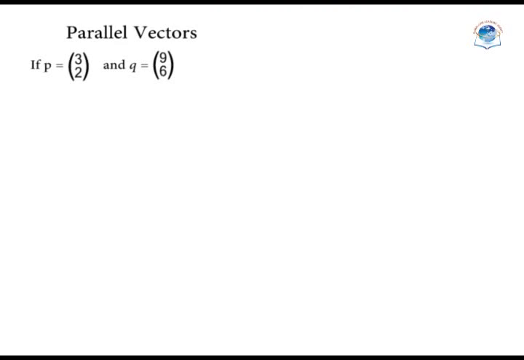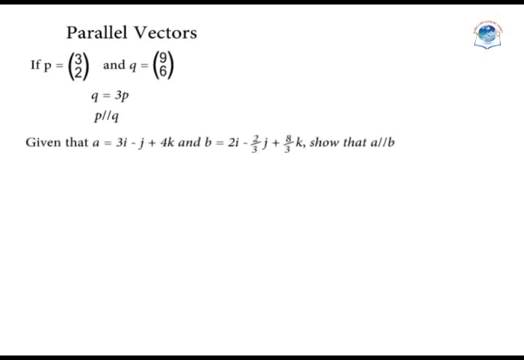For example, if P is equal to (3, 2) and Q is equal to (9, 6), looking at the two, if you multiply P times 3, then it will give us Q, and therefore we say Q is equal to 3P, and therefore P and Q are parallel vectors. An example: given A is equal to 3i minus j plus 4k and B is equal to 2i minus 2 over 3 j plus 8 over 3 k, show that A is parallel to B.